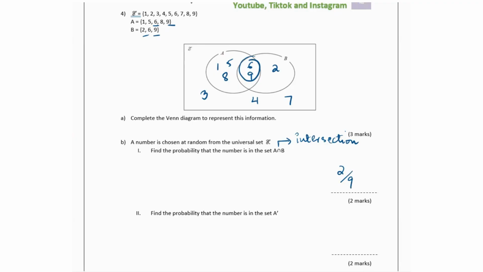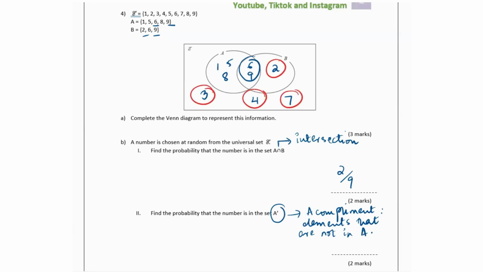Then it says find the probability that the number is in the set A complement. A complement means the elements that are not in A. For this, you just look at your Venn diagram and see which elements are not in A. For not in A, we have 2, 4, 7, and 3. These elements are not in A. So 4 out of 9.